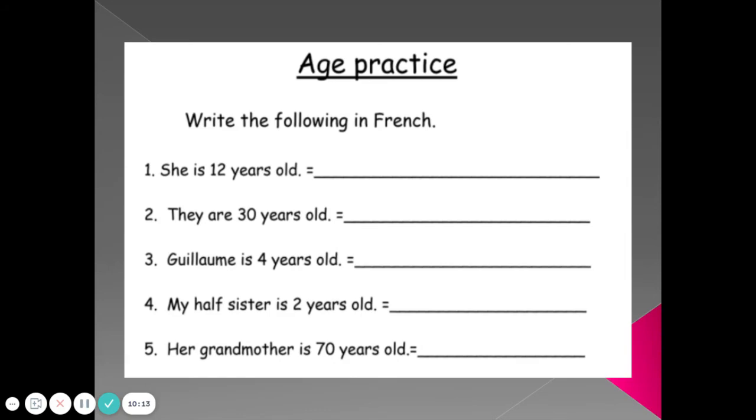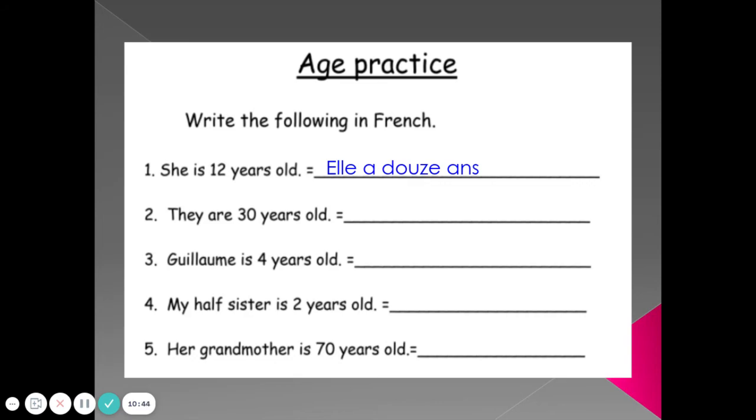So let's practice these. The next page. Pause the video to fill in your answers. So she is 13 years old. We start off with, how do I say she? And that's elle. Step 2, go to your avoir chart. What is the avoir form that goes with she? And then step 3, what's the rest? So elle a 12 ans. She has 12 years. Is the avoir form.